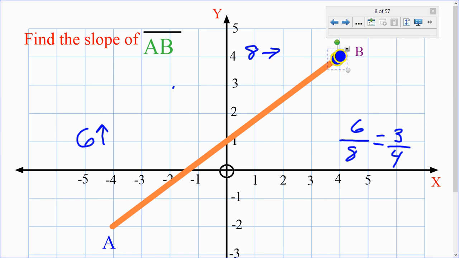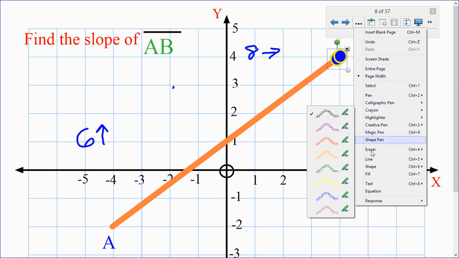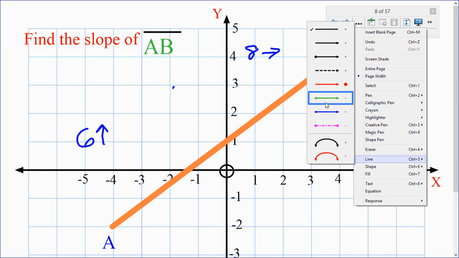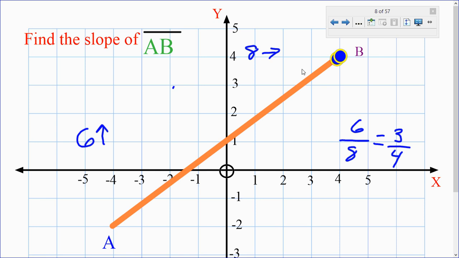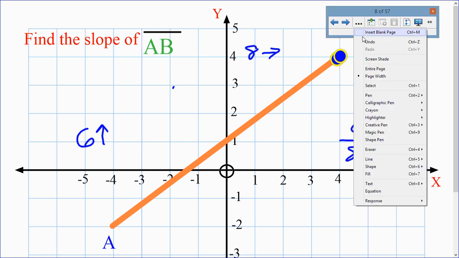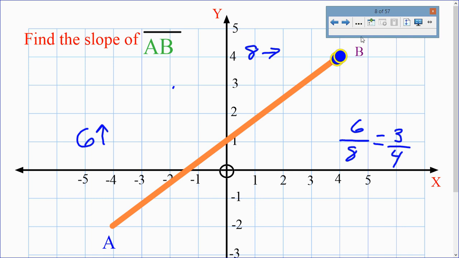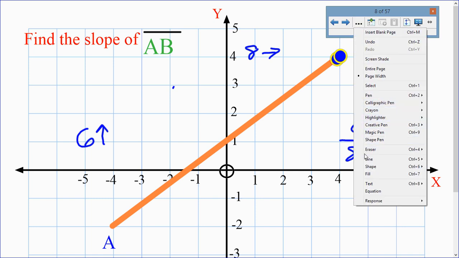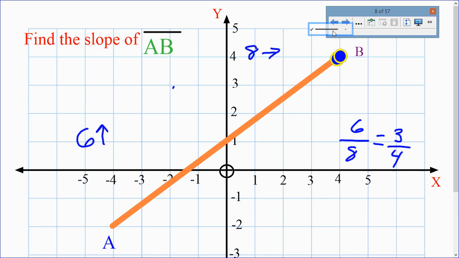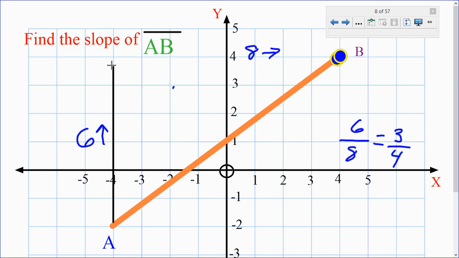So when we go up, let's get our line tool. Let's get a nice line. I'm going to draw a line going up 6 boxes. And I stop there. Then I go across 8 boxes, and I end up there.